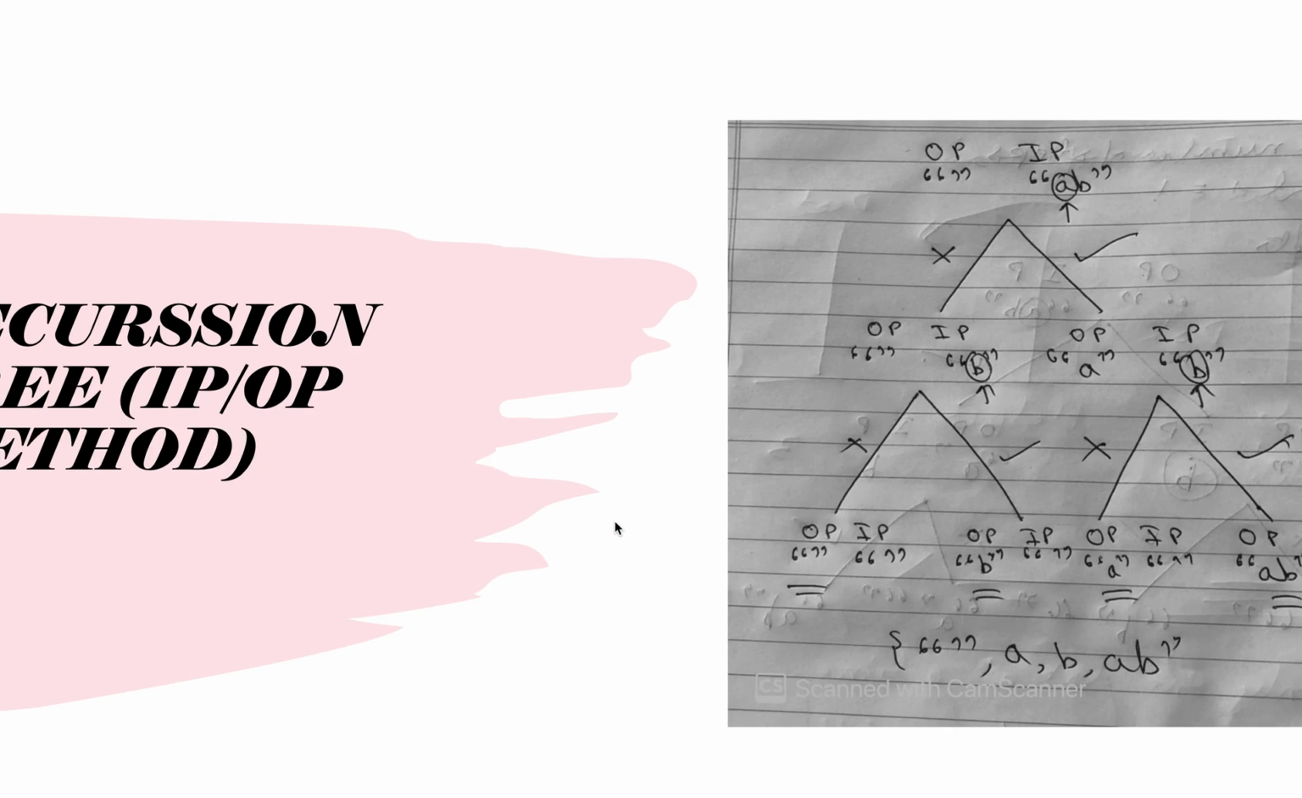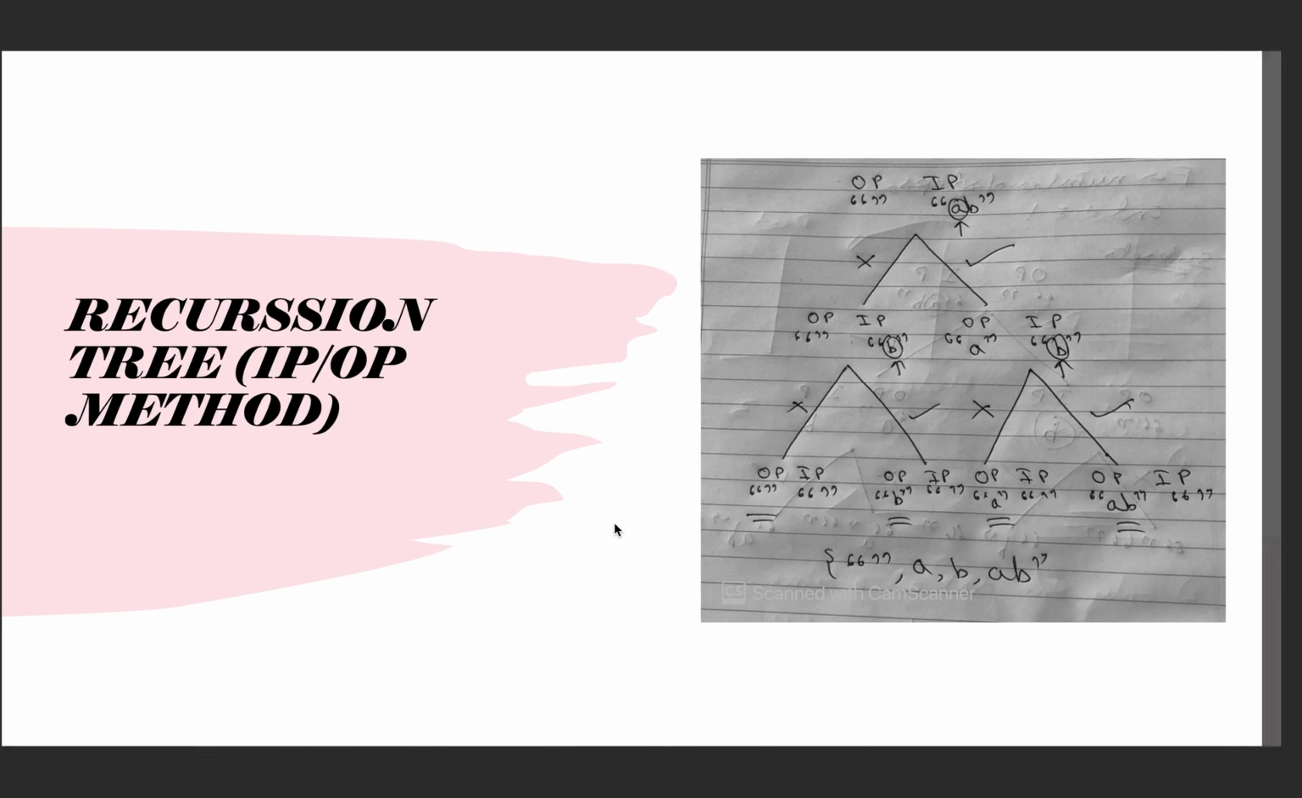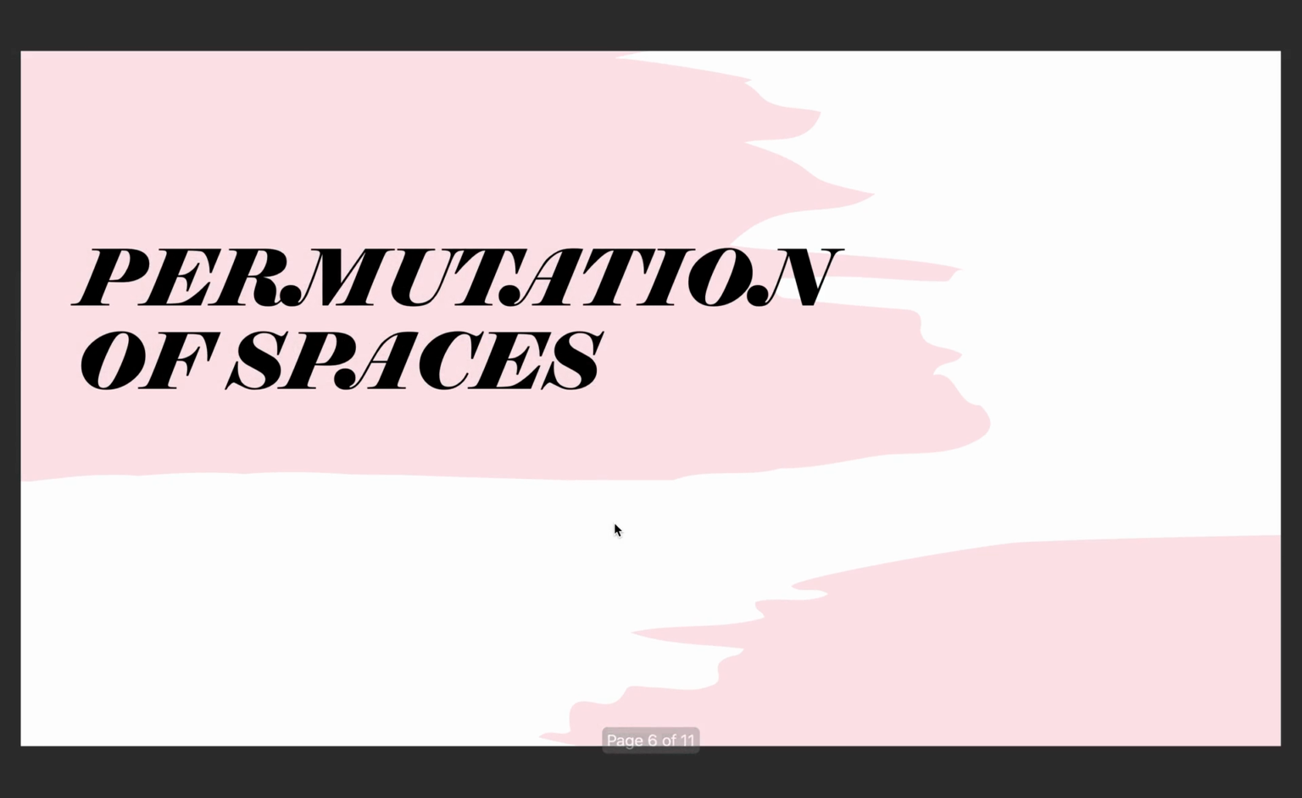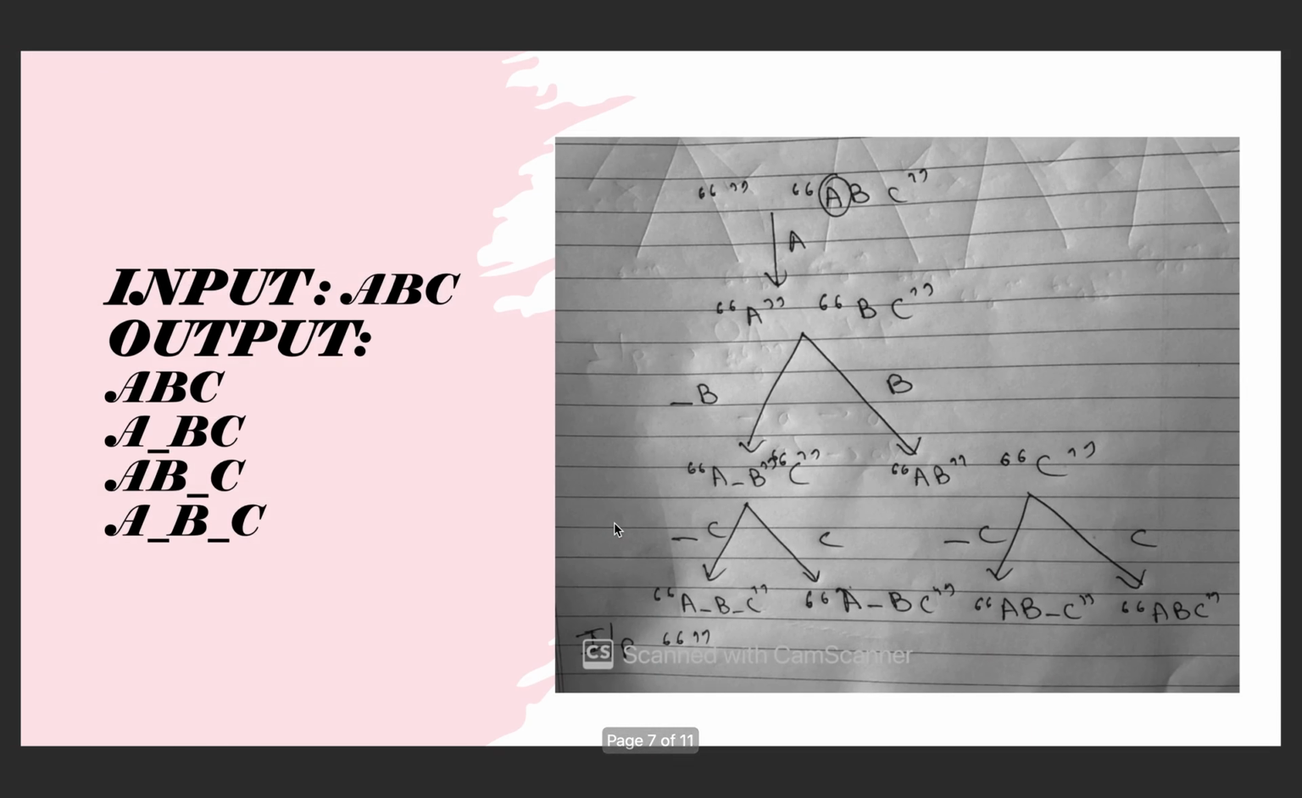Another question which we will solve using the recursion tree method. It's a very famous question that you will see at a lot of places. I think LeetCode places it as an easy medium question. So it's called the permutation of spaces. So what we basically do here is we take ABC as our input.